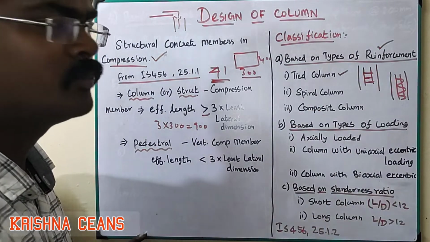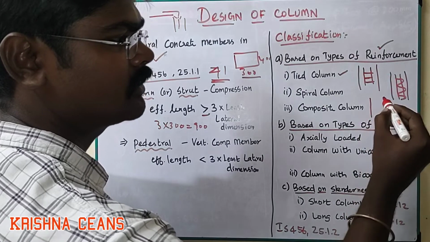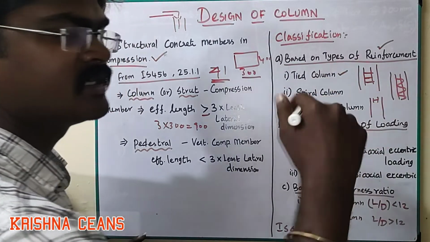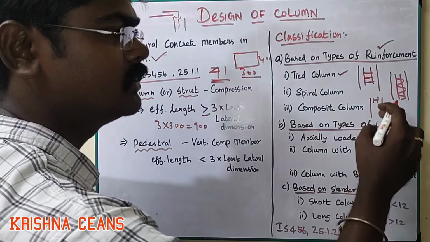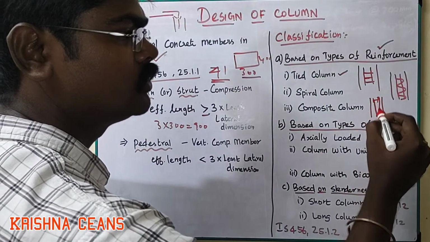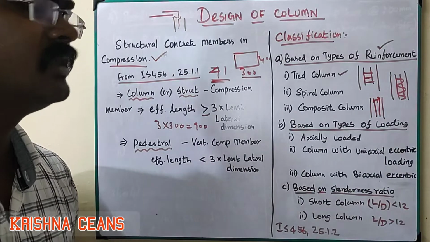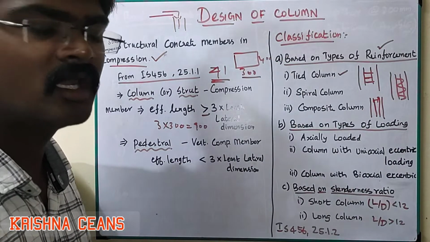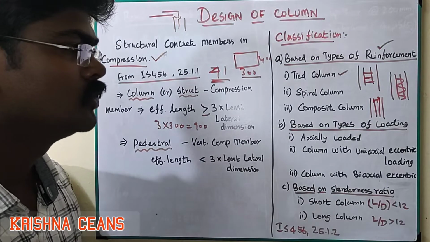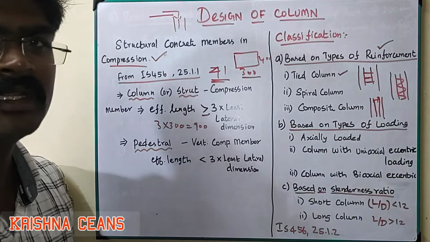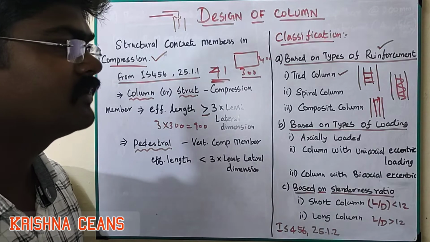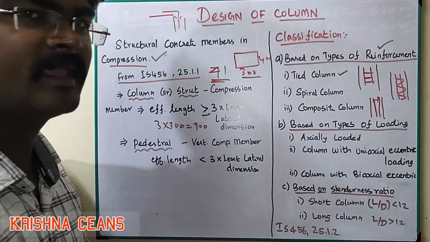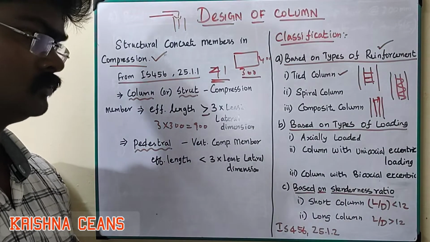The third one is composite. Composite is the concrete as well as the I section. When you see it from the top it will look like an I. We insert the I section into the column along with the reinforcement, then we pour the concrete, and we call it a composite column. So a combination of steel I section and concrete is called a composite column. So these are the 3 columns under types of reinforcement.